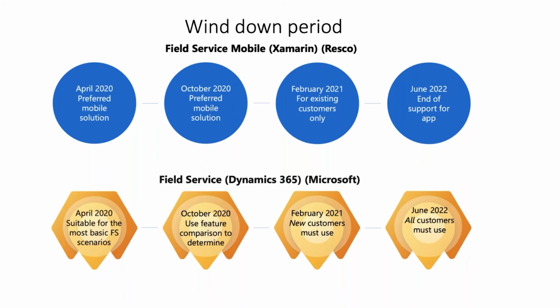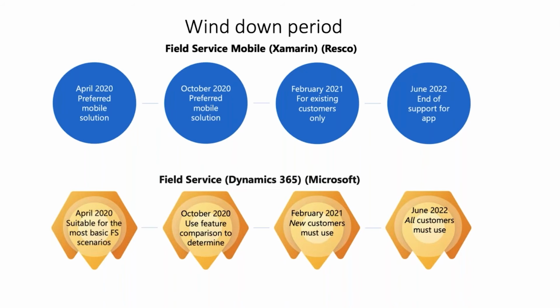And now let's have a quick look into the future. So we have two kind of paths going side by side. At the top of the screen, you see the road plan for the Field Service Mobile or the Xamarin application, which is the Resco-based application. And at the bottom of the screen, you can see the yellow application or the new Field Service Dynamics 365 application, which is Power App based.